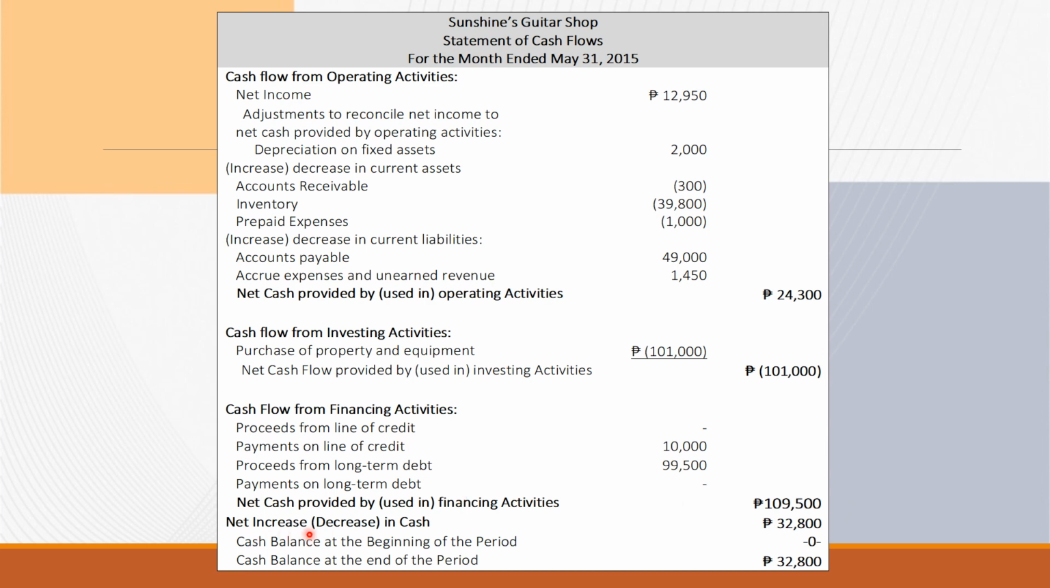For the net increase or decrease in cash, you have to get the total between the net cash provided by or used in operating activities, the net cash flow provided by or used in investing activities, and then the net cash provided by or used in financing activities. Since there is no beginning cash balance, this one is 0. Net increase plus the cash balance at the beginning of the period will be your cash balance at the end of the period. So we have here 32,800 pesos.